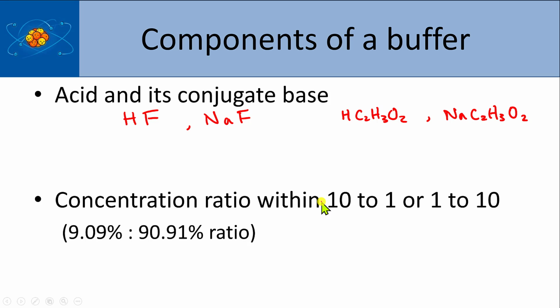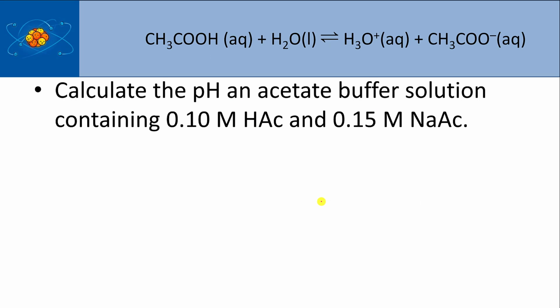Okay, so let's do a problem. Calculate the pH of an acetate buffer solution. This is what they would call it. Now, you notice they named it after the anion, and that's almost always the case. They name it after the polyatomic ion, which is part of the buffering system.